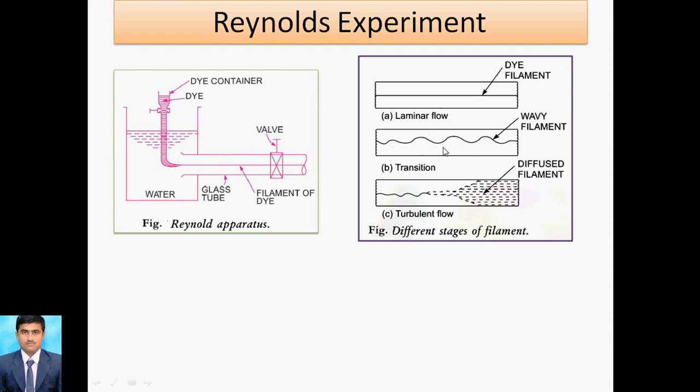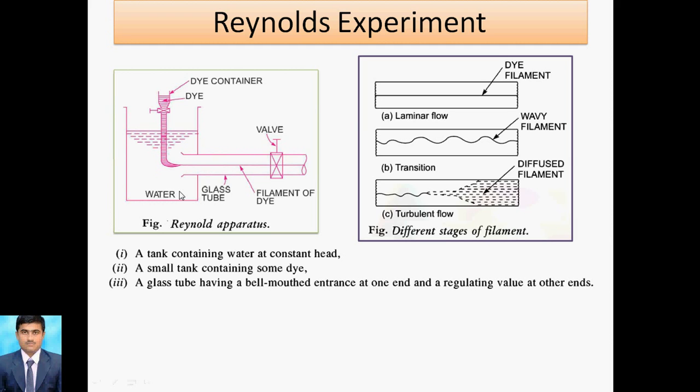If it goes like this, that is called a wavy filament, and if it goes in a distributed manner, that is called a diffused filament. This type of observation we make on the basis of the Reynolds experiment. This is the color we have dropped from here, and then we observe the flow pattern. The requirements are a tank with water at constant head, a small tank containing some dye, and a glass tube having a bell mouth entrance at one end and a regulating valve at the other end. So this is about the Reynolds experiment.